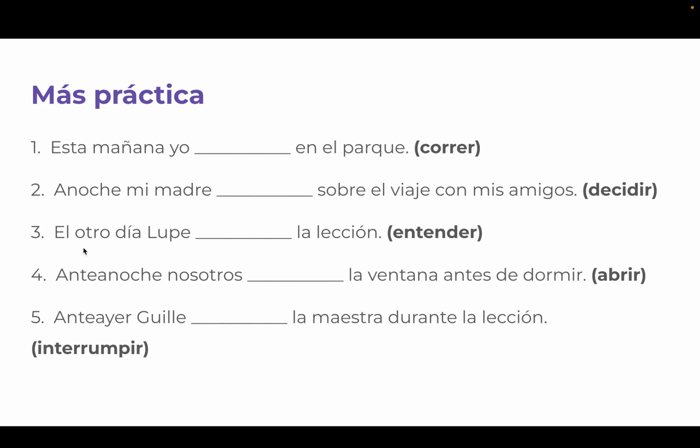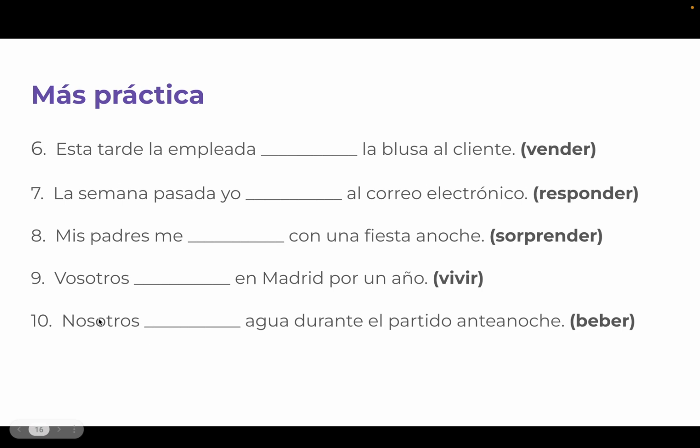Anoche, el otro día, esta mañana, anteanoche, anteayer. All of the sentences contain a word that's letting us know this event happened on a timeline. I can tell you specifically when.